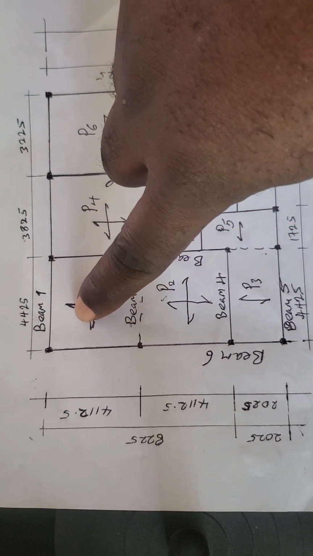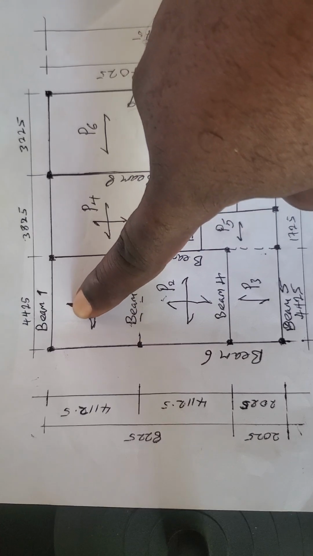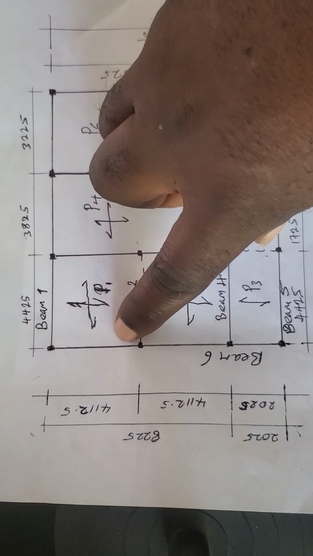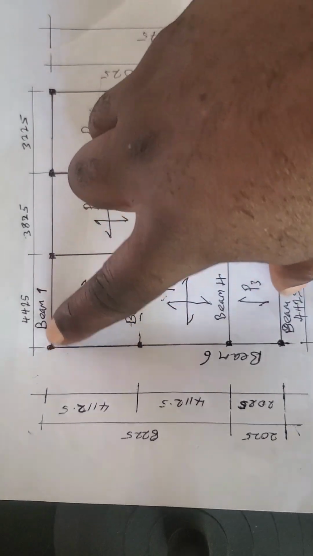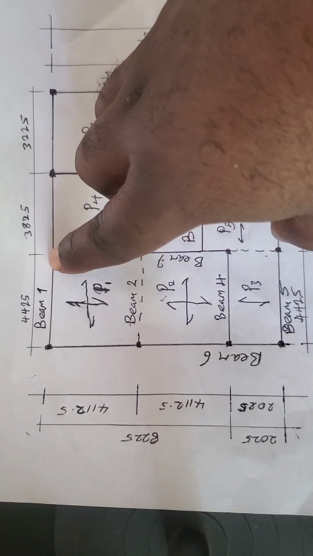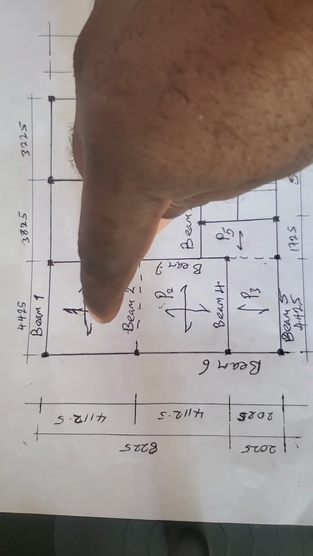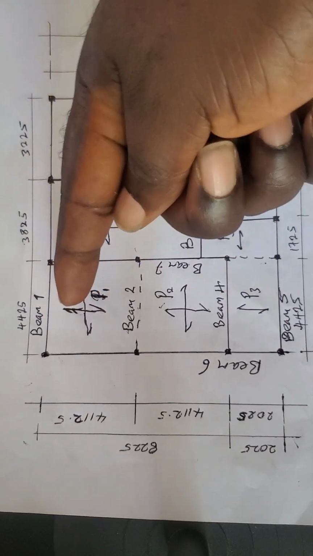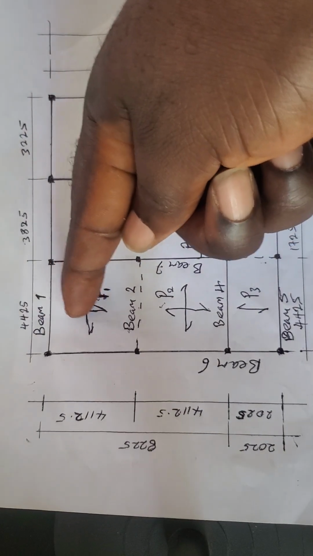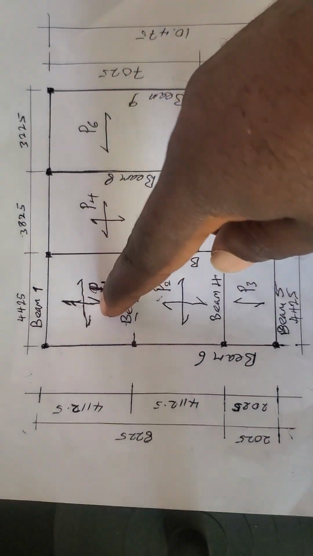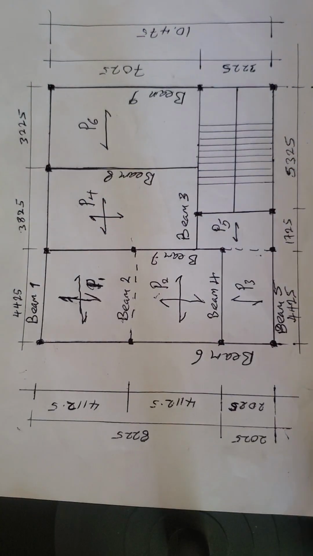So for this type of slab, the bending moment coefficients will be obtained. This is a case 4, where we have two adjacent edges discontinuous. So we get the bending moment coefficients for short span and long span. So we'll take you there. We'll have the bending moment coefficient.